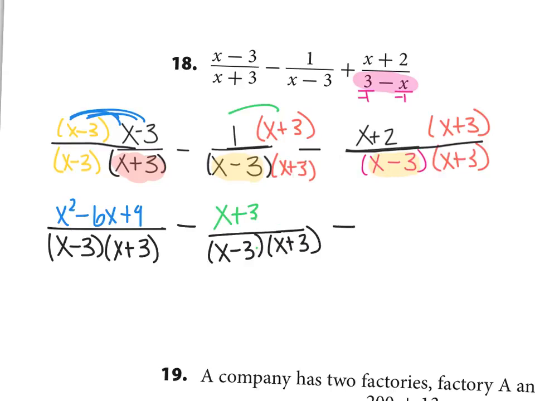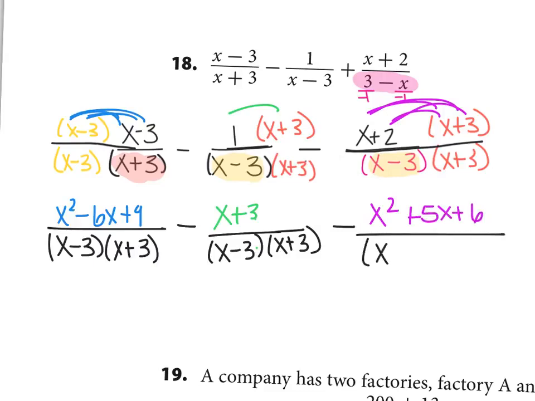And then minus, we've got to do some foiling over here. We have x times x, which is x squared, x times 3, which is 3x, 2 times x is 2x, 2 times 3 is 6. Again, I'm just going to combine my like terms, because my 3x and my 2x can be combined, and 3x plus 2x is really 5x. So this becomes x squared plus 5x plus 6 divided by x minus 3 times x plus 3.